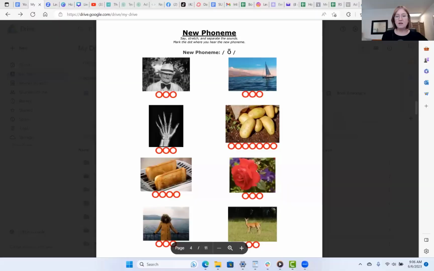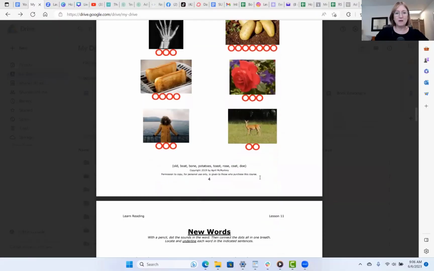Sprinted. So if that was difficult, that's okay. That's why we practice these. And the better you become at phonemic awareness, the better reader you will become as well.